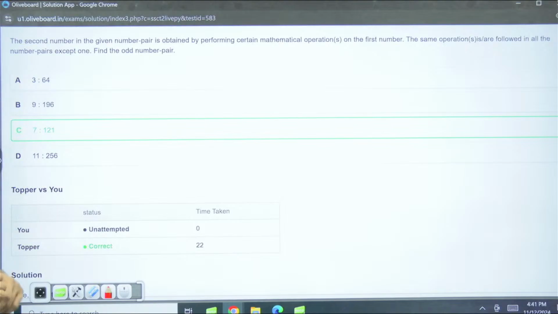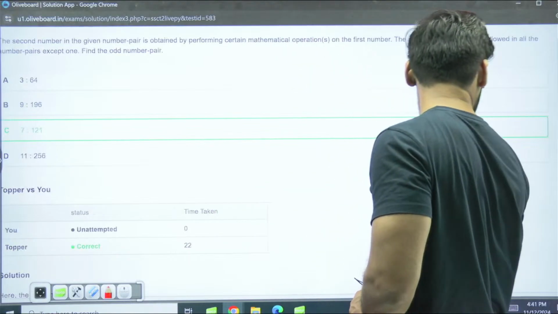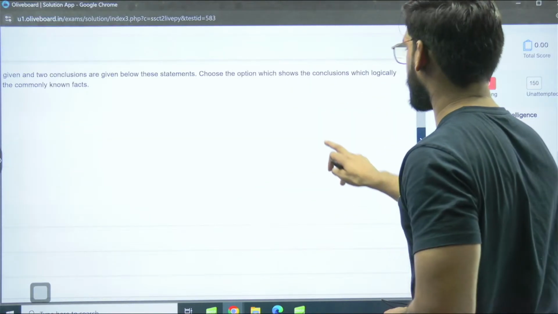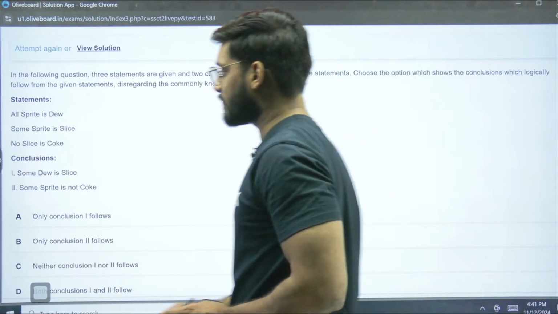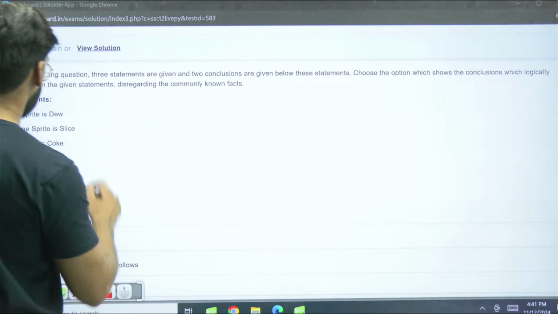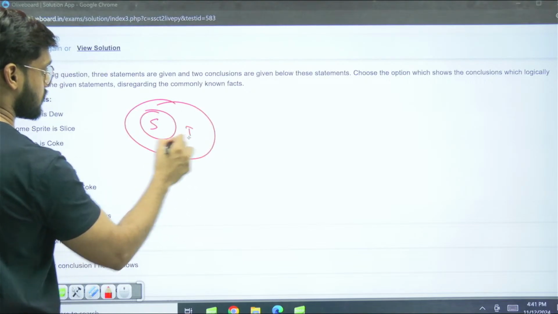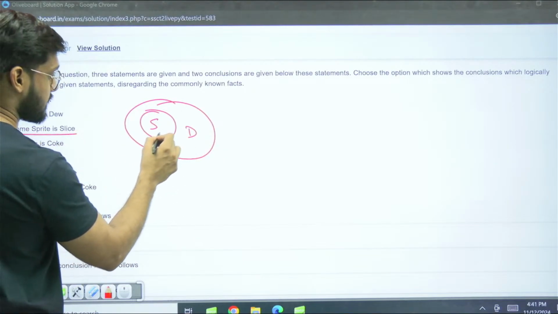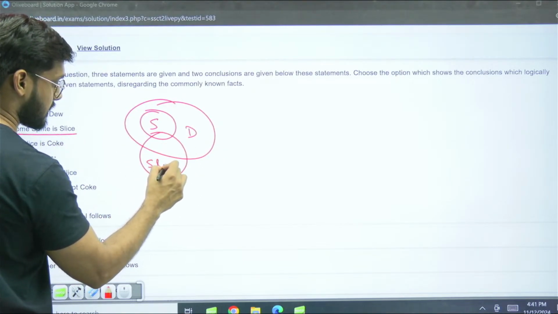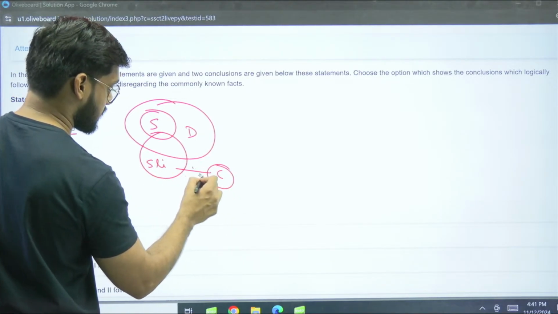Okay. I hope you all are getting the explanation part, right? Next question. The 12th question on our screen, from statement and conclusion syllogism. Let's see what should be the right answer. All Sprite is dew. Some Sprite is slice. No slice is Coke.